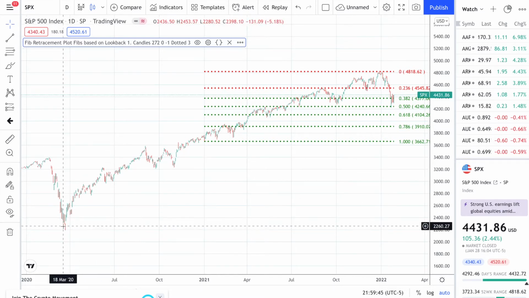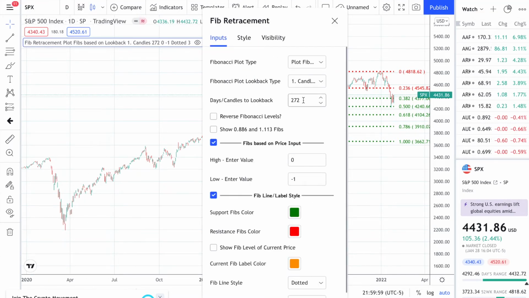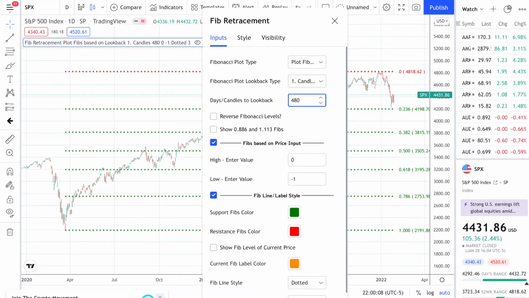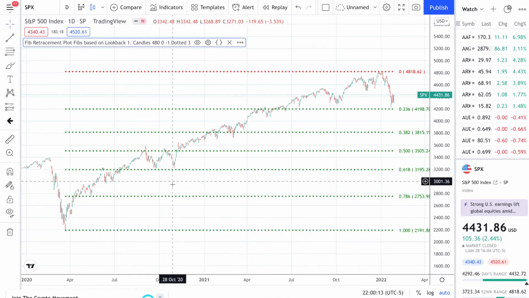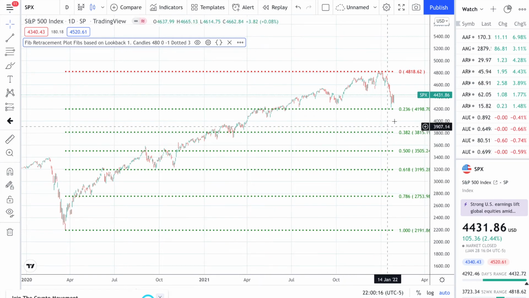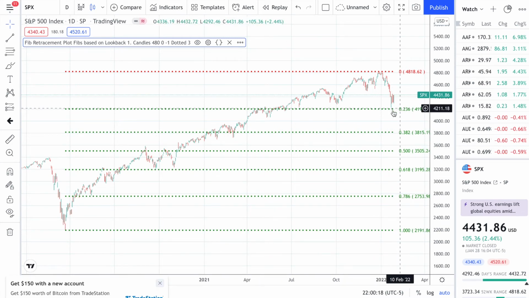If we start from the low during the COVID crash, that's about 2 years minus a month and a half ago, actually about 480 business days ago. Let's say the look-back period to be 480 days, and take a look at the Fibonacci retracement levels. Okay, here are the new levels. We see if we choose the low during the COVID crash for the calculation, the current retracement has not yet broken the first support level, 23.6%, at around 4200. Not yet.